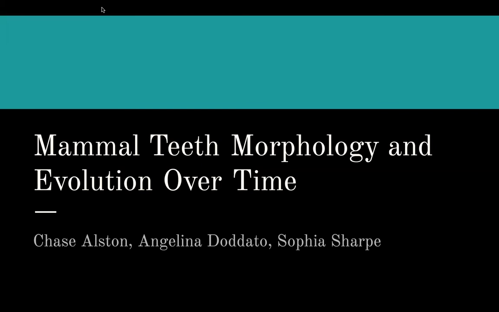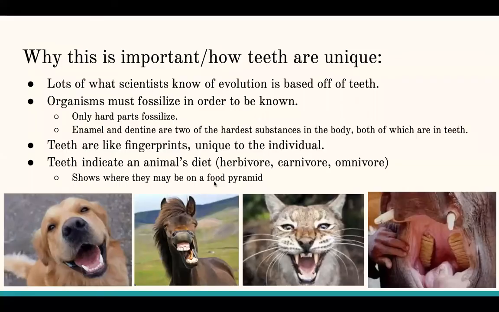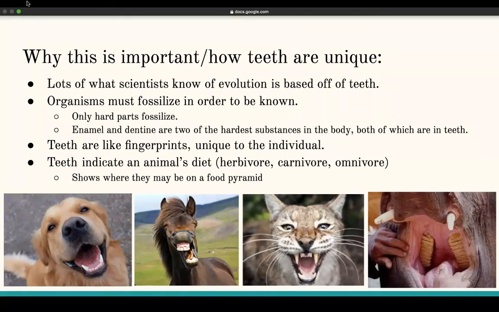So on our first slide, why is this important and how are teeth unique? Lots of what scientists know of evolution is based off of teeth, actually. Organisms need to fossilize in order to be known, and this is something that we've discussed and learned about in our lab and lecture. And only hard parts fossilize, which is perfect for teeth because enamel and dentine are two of the hardest substances in the body, and both of those are found in teeth.